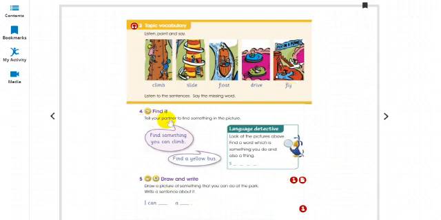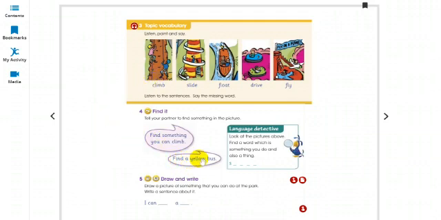Now tell your partner to find something in the picture. Find something you can climb. So we'll have a look at these pictures. Let's see something that we can climb. Can you see something that we can climb on? Yes, we can see a tower where we can climb.